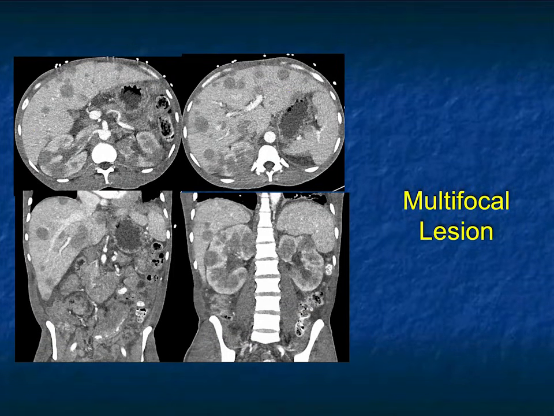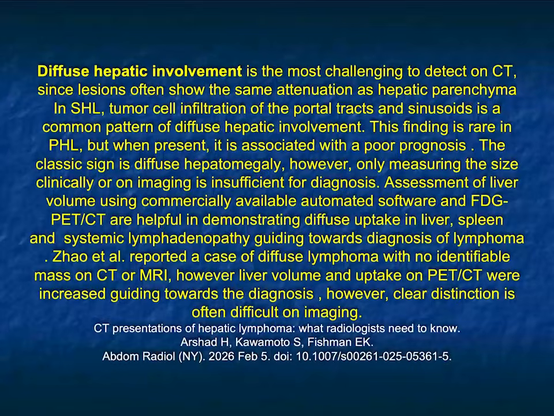Now here's an example of multiple lesions involving both lobes of the liver, but you also can see there's involvement of both kidneys as well. So with multifocal disease, it's typically secondary hepatic lymphoma, and those are the patients, of course, that are going to have other processes, nodes and kidneys, as in this case.